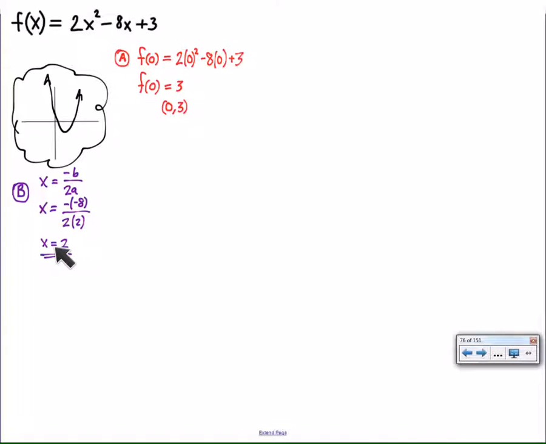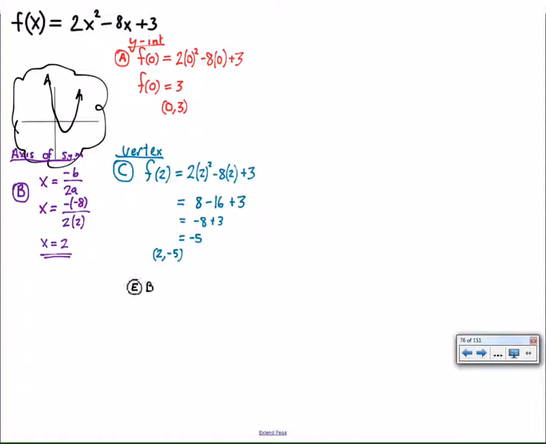Now, in order to find the vertex, I simply put the value of the axis of symmetry into the original function. A little bit of arithmetic here, and I get -5 as the y-coordinate of my vertex. Now, because we know the a value is 2, in ax squared minus bx, so the a is 2. I also know the vertex is 2, -5. I can now put this into vertex form.